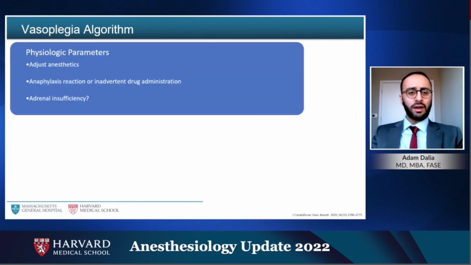If all of that fails, we can turn to some other things. We can adjust the anesthetic, switching to TIVA rather than inhaled. We can rule out anaphylactic reactions or inadvertent drug administrations. We can address potential adrenal insufficiency with hydrocortisone. And so we do all of these things before we come to the final diagnosis of vasoplegic shock.